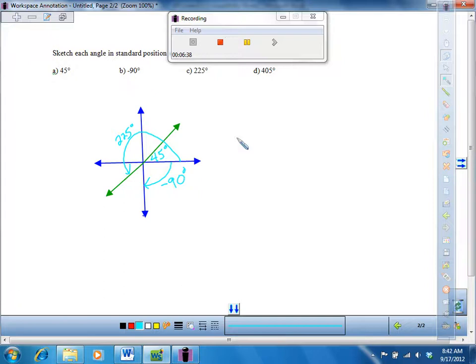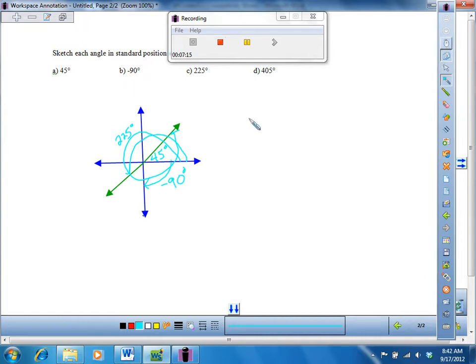And so that would have the same ending point as 45, the same terminal side. So 405, I might say, I go like this and around and end up back there. So that'd be 405 degrees. Okay? We're good? Okay.